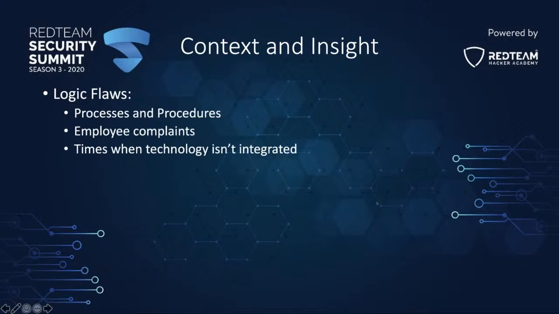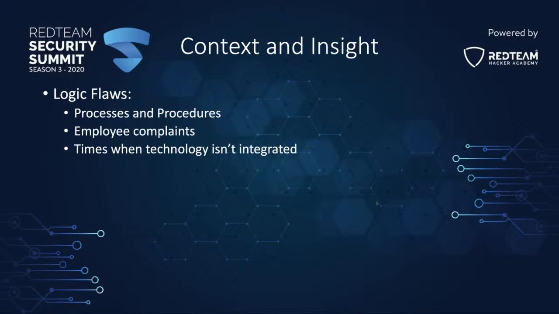So with logic flaws, that's going to be things like your processes and your procedures. That's going to be things like when the network administrator forwards the email and says, don't click this link, but they don't defang the link and they don't sinkhole the link. They just allow people to go to it.